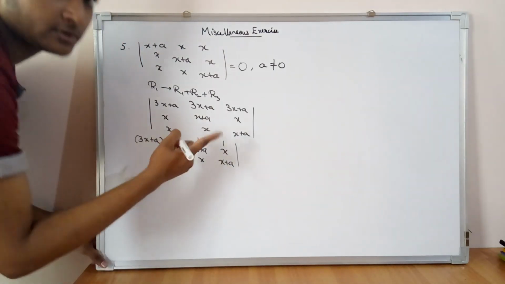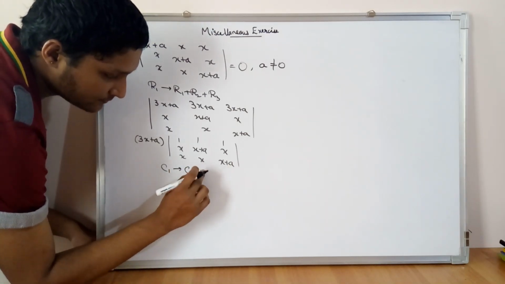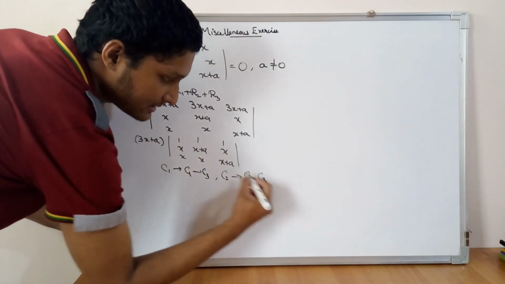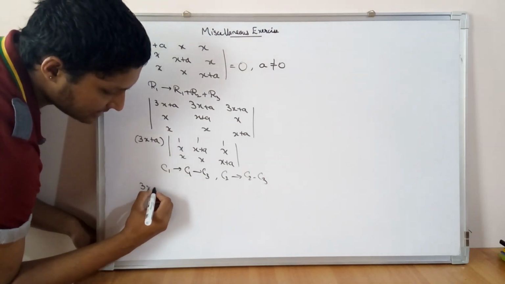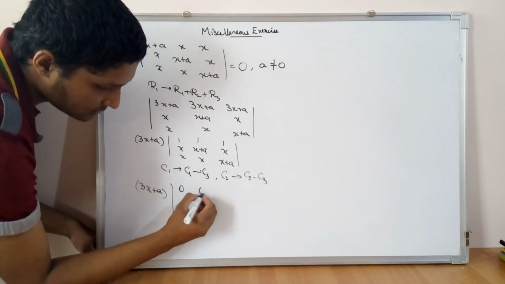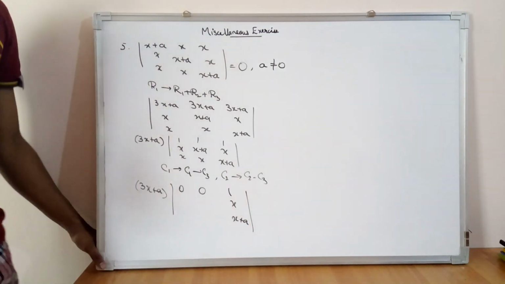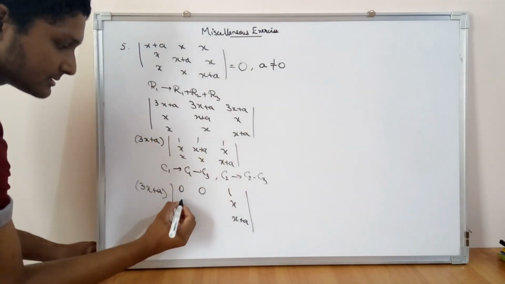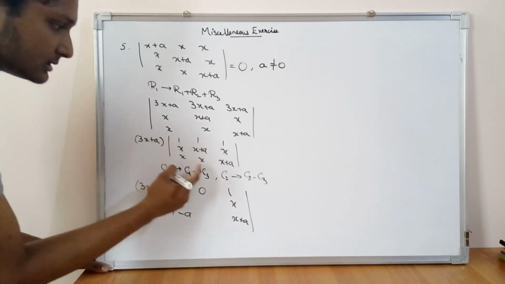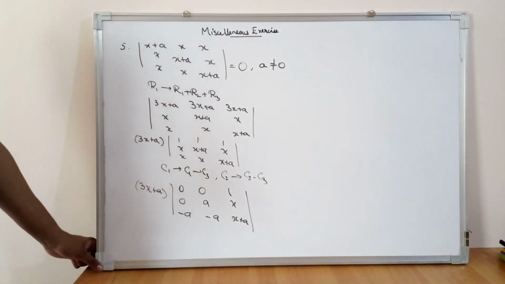Okay, now we need to get two zeros. For that, we'll change C1 to C1 minus C3 and C2 to C2 minus C3. So 3x plus A is remaining over there itself. So it is going to be 0, 0 here. This is as it is, x plus A. Okay. Then we have, this is also 0 now. This changes to minus A here. This changes to minus A. This changes to A. Okay.